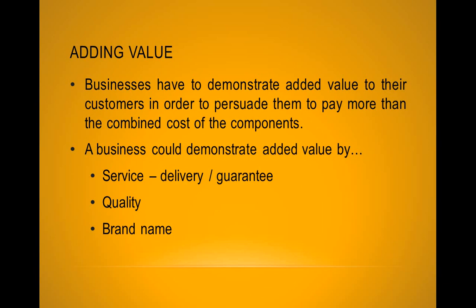A business can demonstrate added value by providing good service, perhaps through delivering, perhaps providing a warranty or a guarantee, quality or brand name. So why would you spend more on a Superdry jumper than you would on a jumper from Asda? You're paying for the brand name, and that brand name signifies quality to you, which is why you might be prepared to pay £40 or £50 for the Superdry jumper and maybe £5 or £6 for the jumper from Asda.